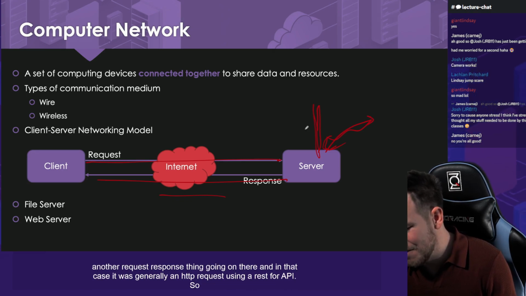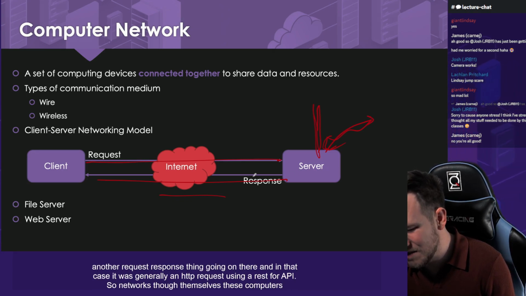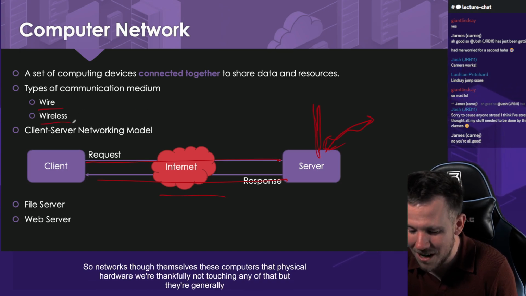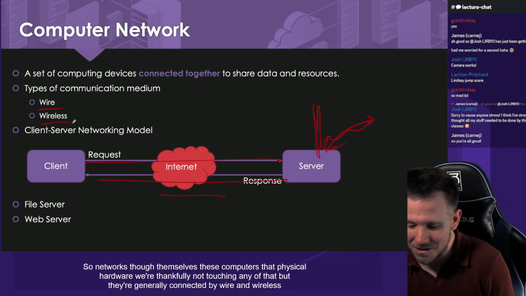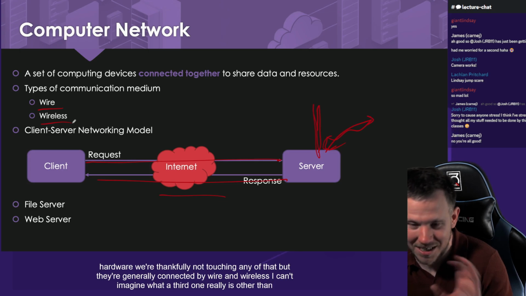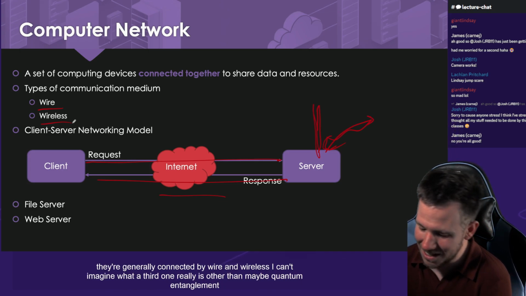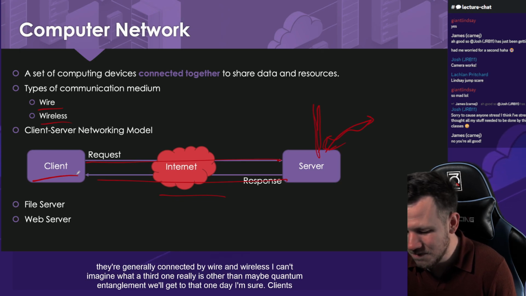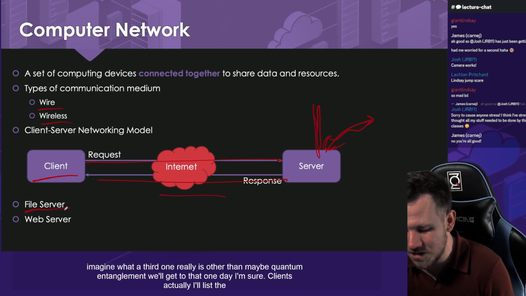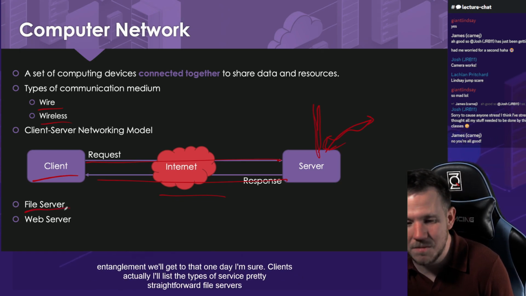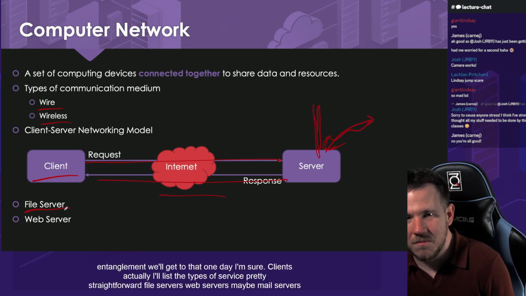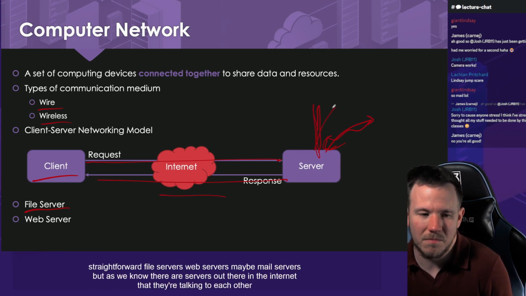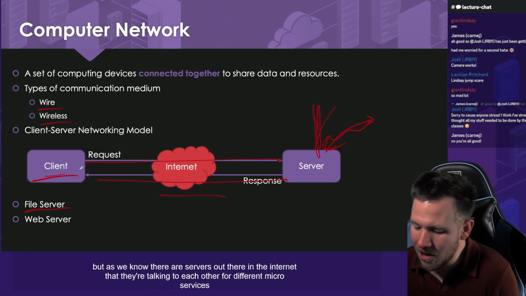So networks themselves, these computers, they're physical hardware. We're thankfully not touching any of that, but they're generally connected via wire and wireless. I can't imagine what a third one really is, other than maybe quantum entanglement. We'll get to that one day, I'm sure. Actually, I'll list the types of servers, pretty straightforward. File servers, web servers, maybe mail servers. But as we know, there are servers out there in the internet that are talking to each other for different microservices. What kind of clients are we talking about here?